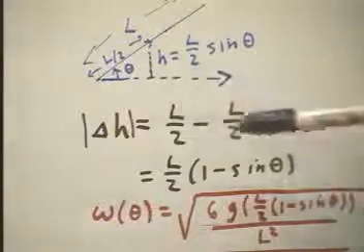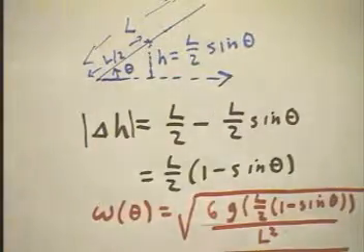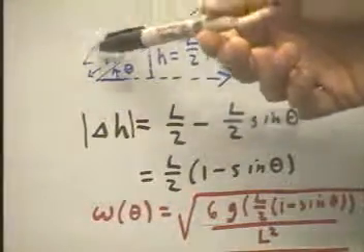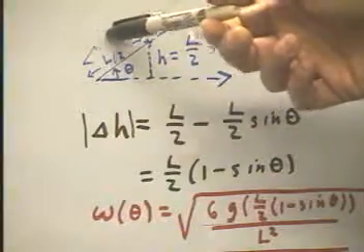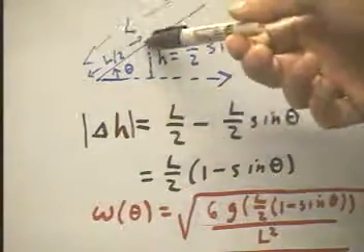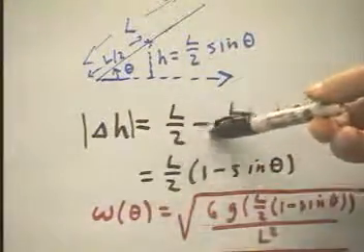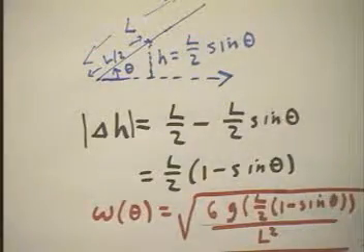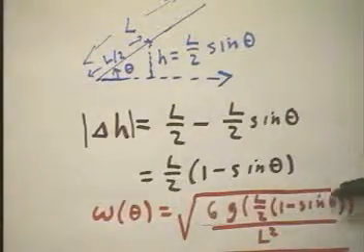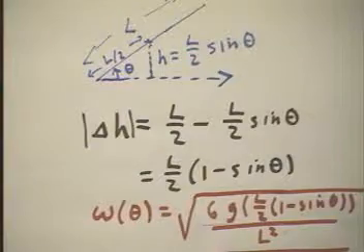The delta H is going to be the original altitude, which is L over 2, minus the altitude to which it's fallen here. So our delta H is L over 2 minus L over 2 sine theta. Factoring out the L over 2, we get L over 2 times 1 minus sine theta.